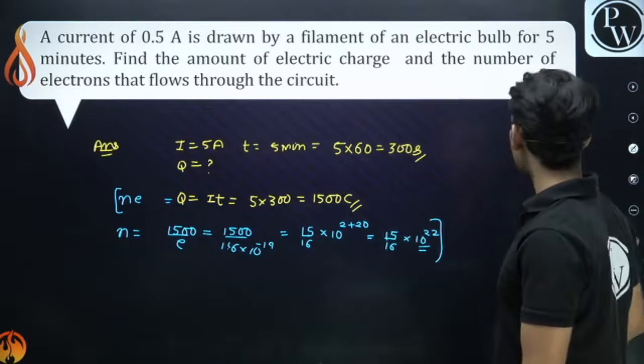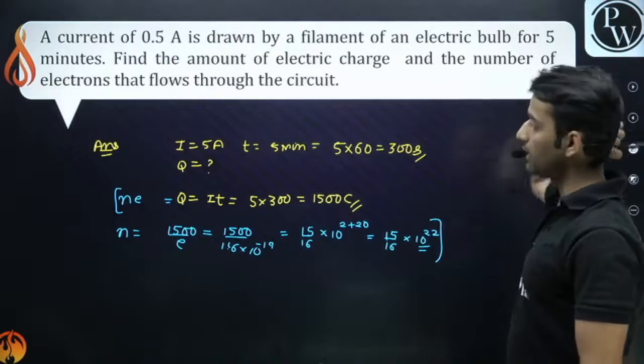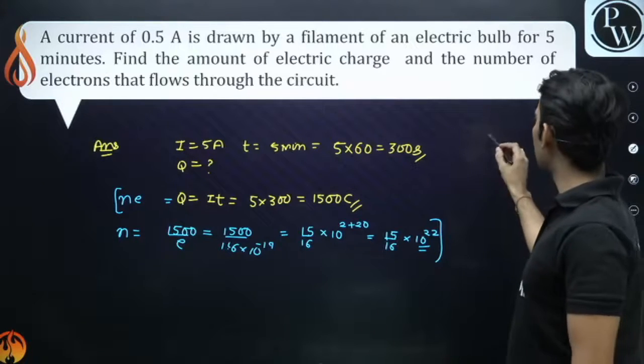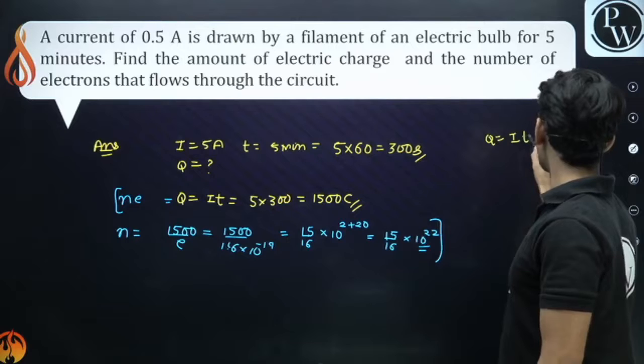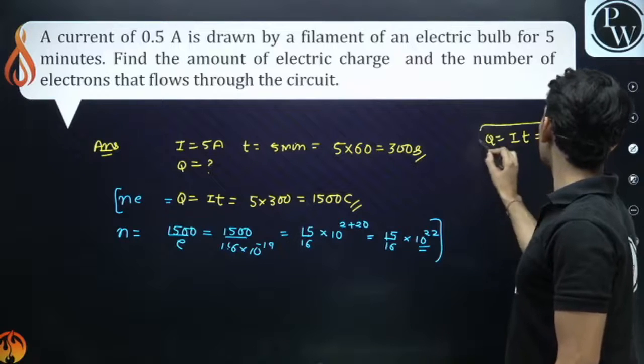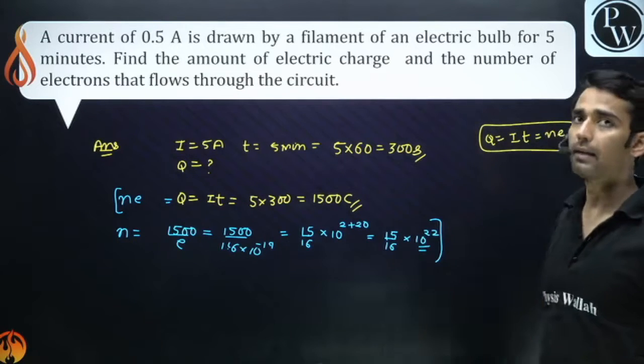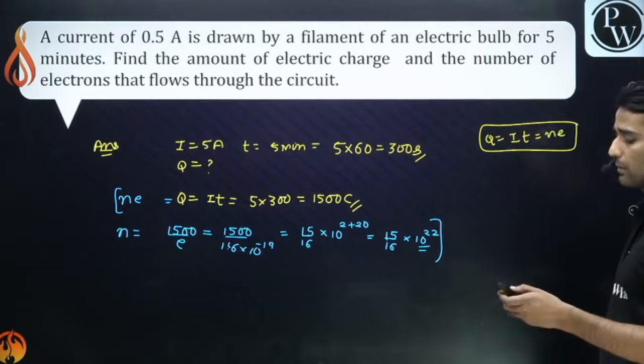Clear? Are you getting this answer? Yes, everybody? Right. Q equals NE and Q equals IT. These are the two formulas you should know. Clear? Should I move forward now?